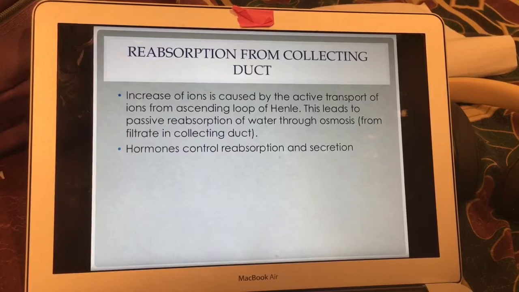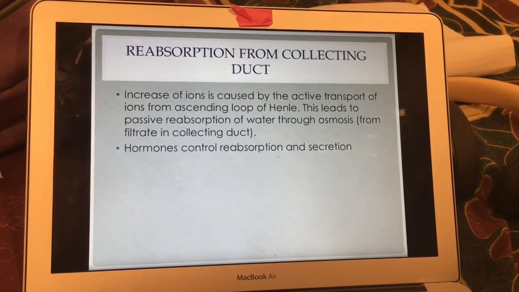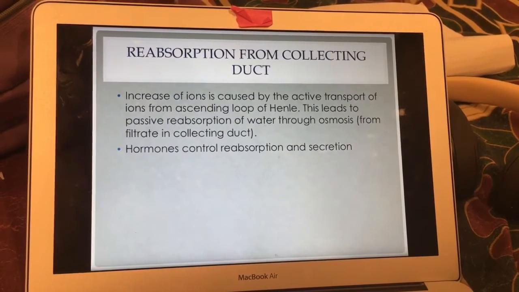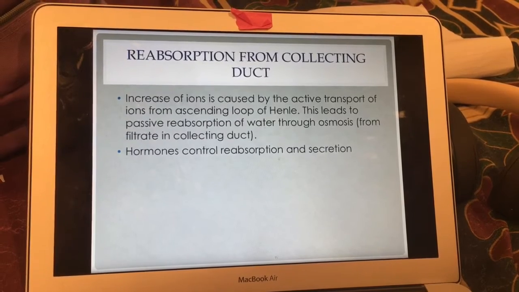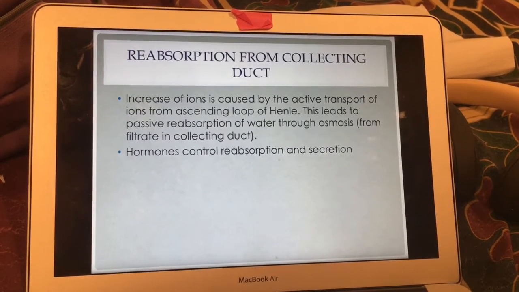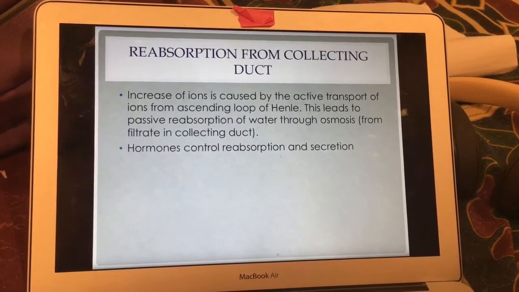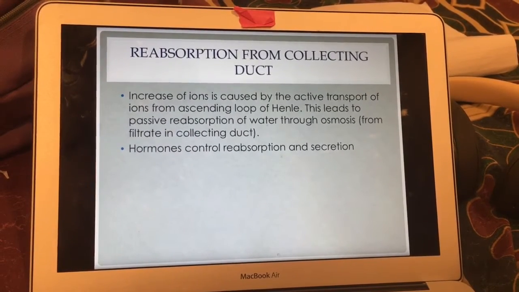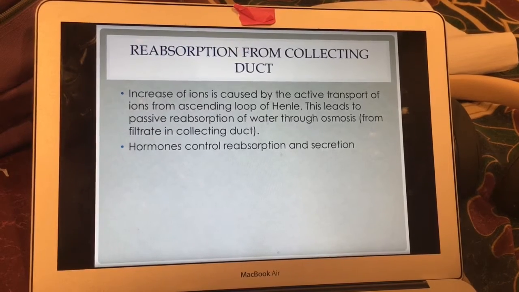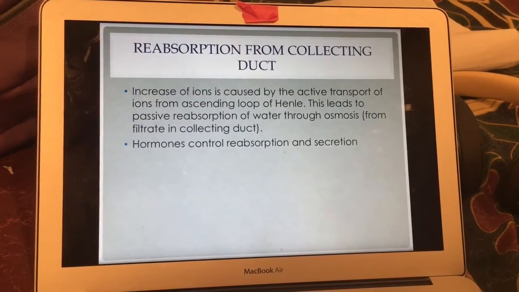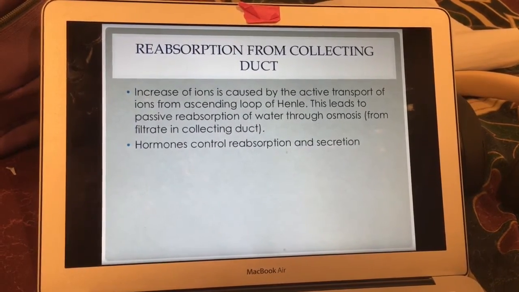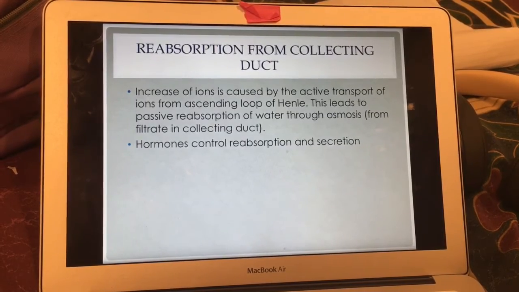If the blood plasma is very concentrated, the permeability to water in the distal tubule and collecting duct increases. This leads to a higher amount of water being reabsorbed into the neighboring capillaries. And this is done to conserve water in the body.